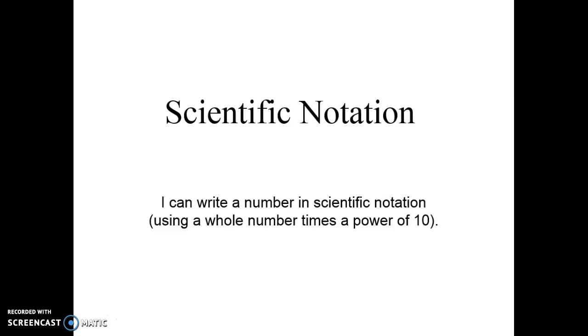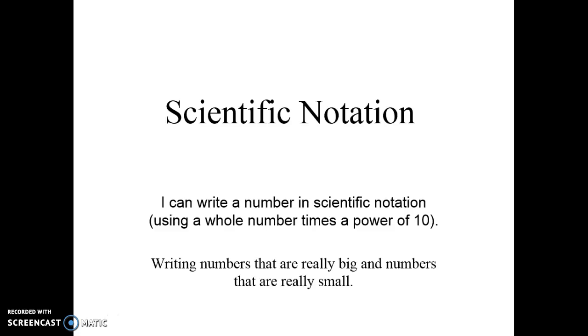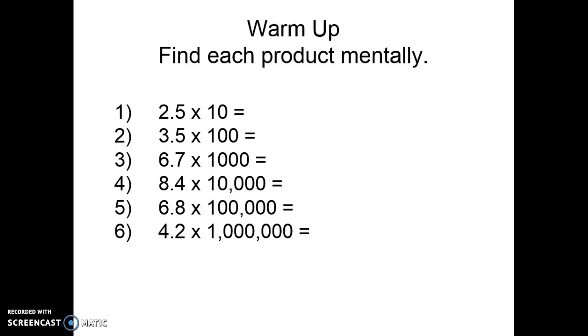Scientific notation can be best summarized by saying you're writing numbers that are really, really big or really, really small. So I want you to pause the video, take a few seconds, work all these ones out mentally. You can do that. It shouldn't take you too long. And then underneath that, I want you to write an observation or two that you've made about the relationship between your first factor and the power of 10 that you are multiplying by.